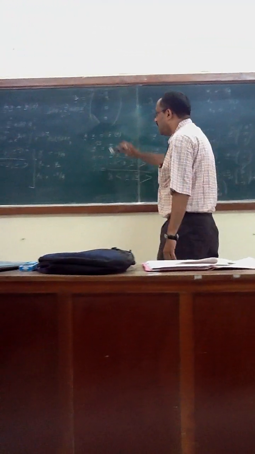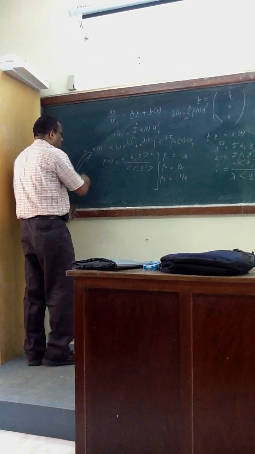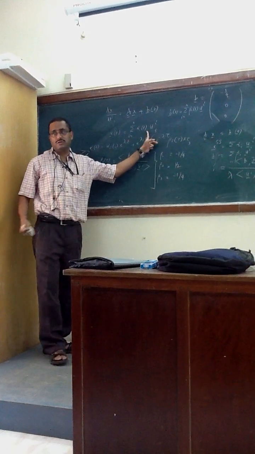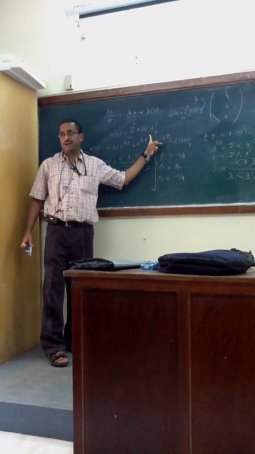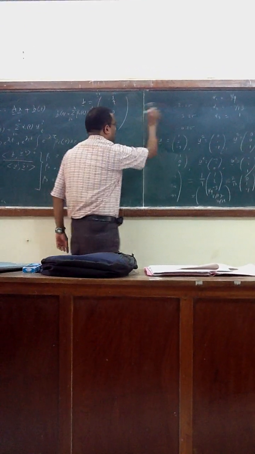Let's look at alpha it. This is the only part remaining. Once you know alpha it, you get the solution because you know the ui's. These are diagonal vectors. So let's look at how to calculate alpha it.